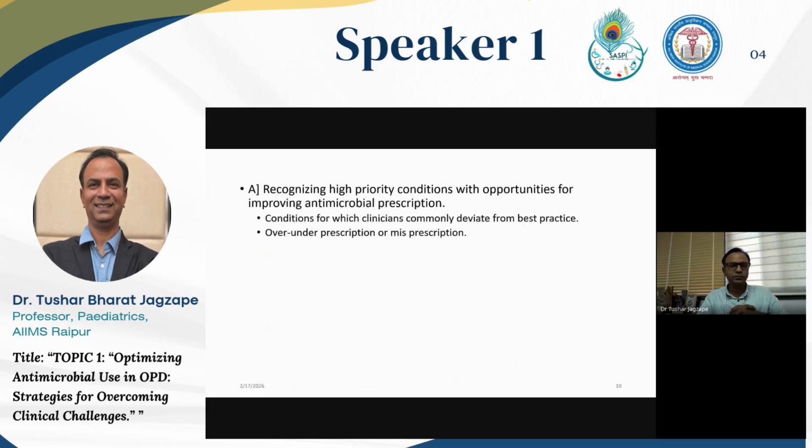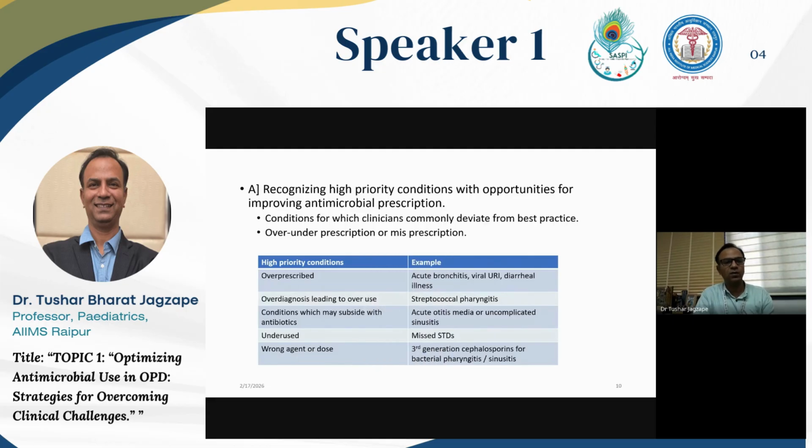Next, please. So the first step was recognizing high priority conditions with opportunities for improving antimicrobial prescription. As I already told in the previous slide, these are the high priority conditions. They are the conditions where clinicians commonly deviate from best practice. It can lead to over prescription of antibiotics, under prescription of antibiotics, or even misprescription of antibiotics. So these are the examples.